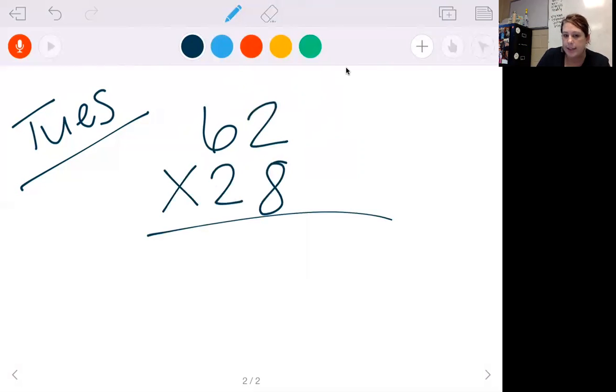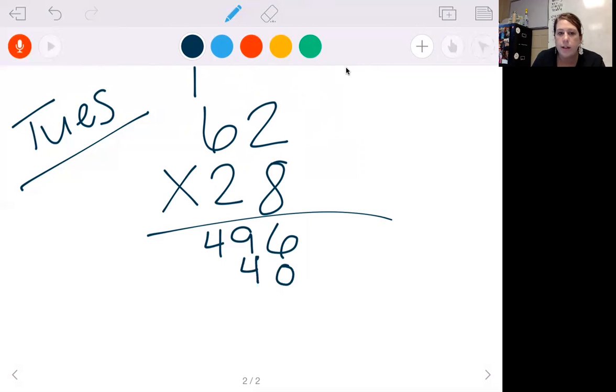8 times 2 is 16. I'm going to put my 6 and carry my 1. 6 times 8 is 48, plus that 1 I carried is 49. Don't forget to put your placeholder 0. 2 times 2 is 4, and then 2 times 6 is 12. So I'm going to drop that all down and add it up.